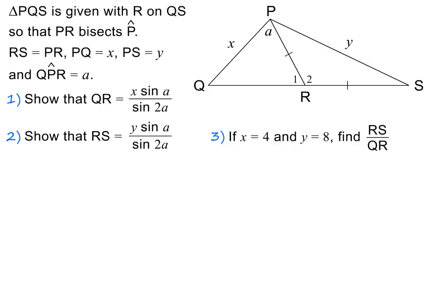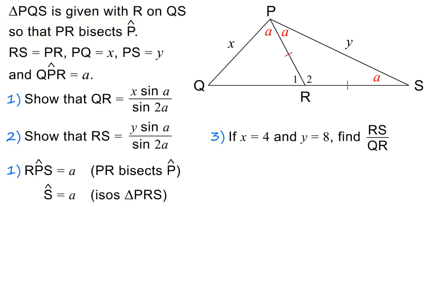Here is the next example. Please pause to read it. PR bisects angle P means that both angles at P are equal to A. We can also state that angle S is equal to A because it is given that RS is equal to PR. In other words, triangle PRS is isosceles. This means that angle R1 is equal to 2A because it is an exterior angle of triangle PRS.